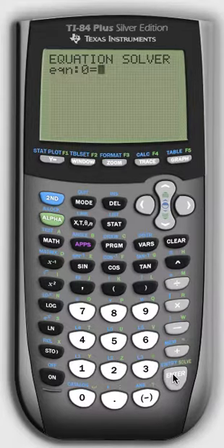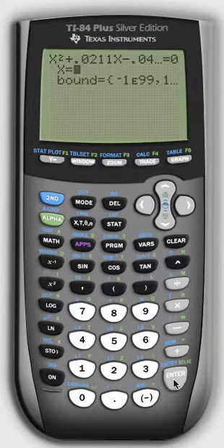So in our case, I'm going to use x squared plus 0.0211x minus 0.0422 equals 0 as my equation, and I'm going to input that right now. So I start out by putting in x squared, and then it's going to be plus 0.0211x, and then minus 0.0422. When I hit enter, now I have two new lines.